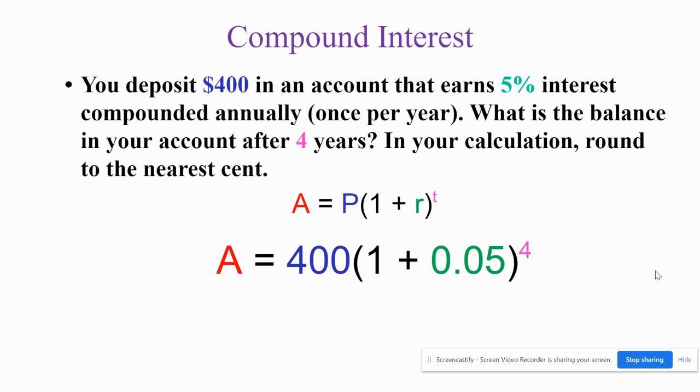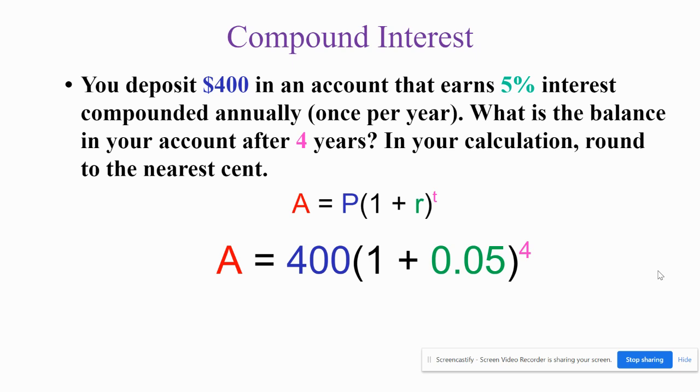Now we're going to substitute the values for the variables. So where I see P, which is principal, I deposited $400, so that becomes my principal. My regular formula calls for 1 plus my rate, and my rate is 5%, but remember, we have to change that percent to a decimal. So it becomes 5/100ths, and we're going to group that amount. And now the time is actually an exponent. So we're given 4 years, so I'm going to have an exponent of 4.